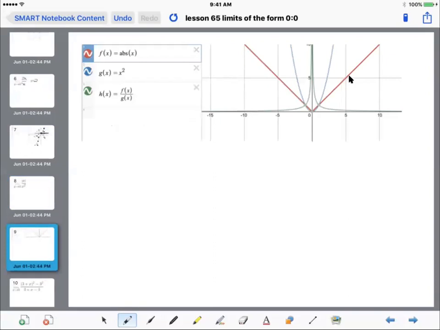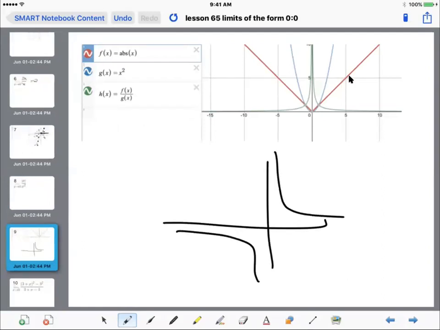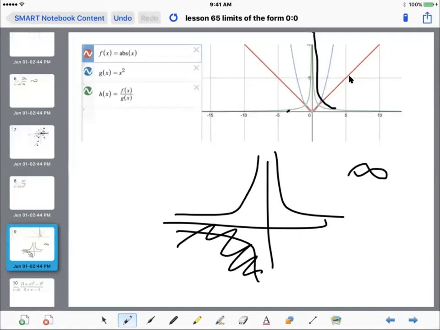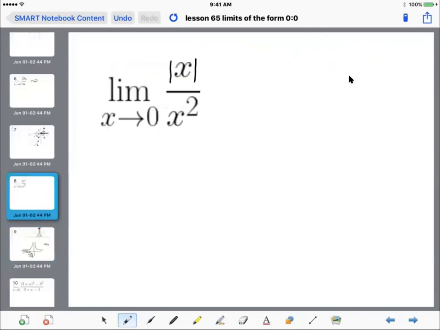So what I have here, the red is the absolute value of x, and the blue is x squared. And when you take the quotient of those, you see what happens. You end up with a sort of hyperbola, but this branch, instead of going down here, the absolute value makes it go up there. And that's why the answer to this question was infinity. Because whether I'm going from the left or the right, this green is going way up high like that. So this one, the answer was infinity.